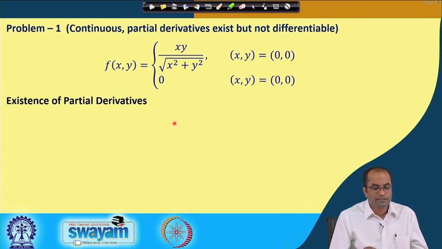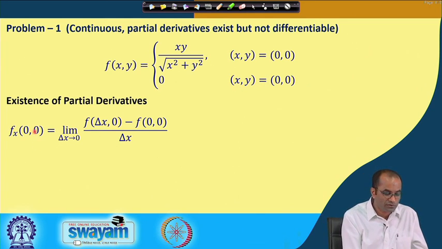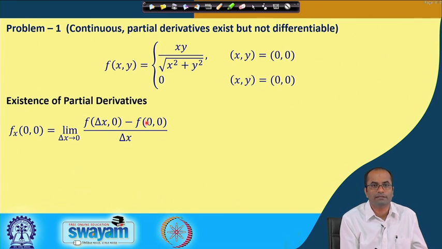So first, the existence of partial derivatives. We know the definition of f x at 0 0, and naturally we will show this existence, continuity at 0 0, and also that the function is not differentiable at the origin. So here f x at 0 0, as per the definition, is the limit as delta x goes to 0 of f of delta x, 0 minus f of 0 0, over this delta x term.